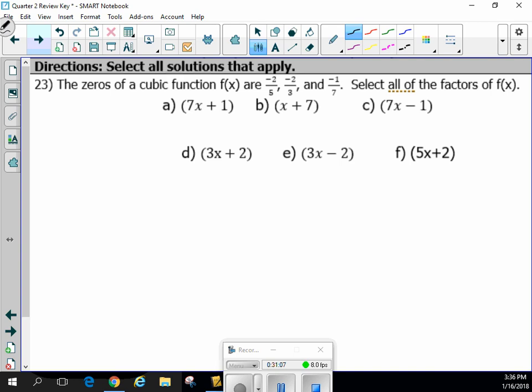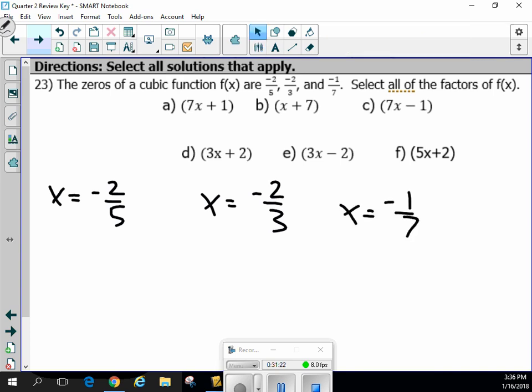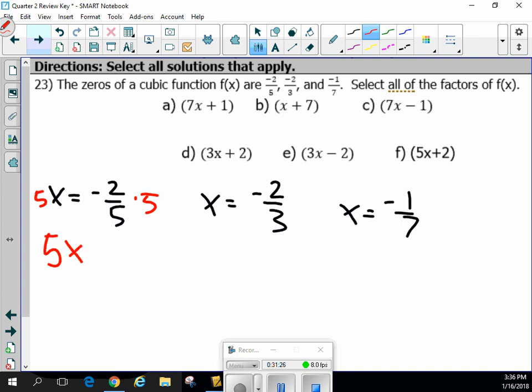You are doing the exact same thing for number 23. You are creating your factors here. So we have x equals negative 2 over 5, x equals negative 8, and x equals negative 1 over 7. So you multiply both sides by the denominator. 5x equals negative 2. And then add 2 to both sides. So your first factor is 5x plus 2.